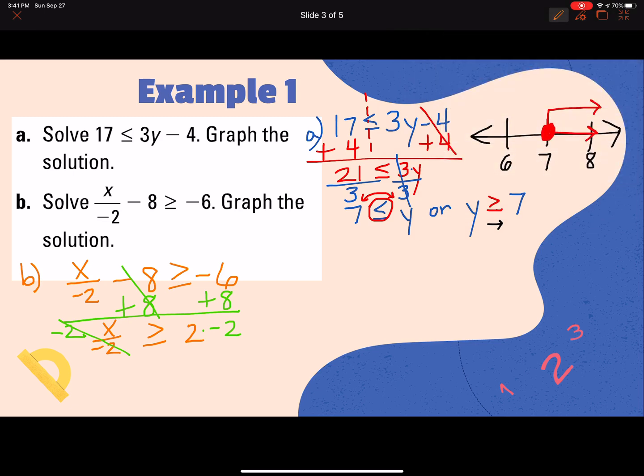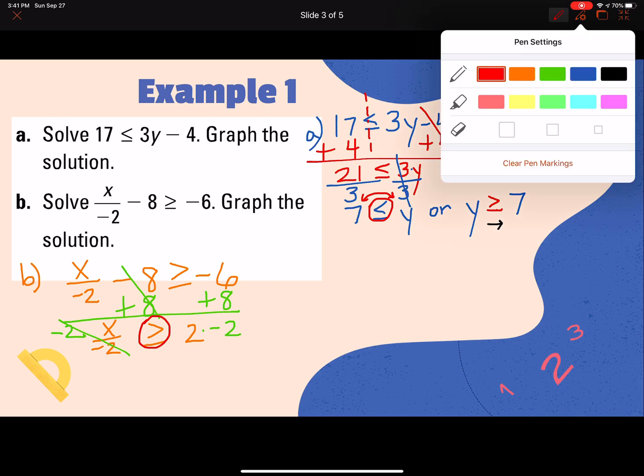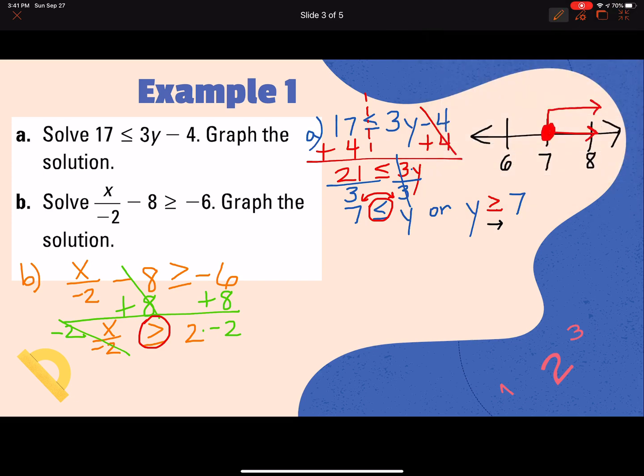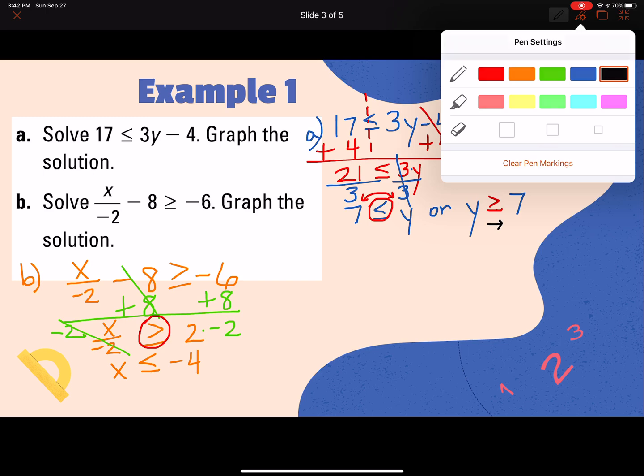Now, when I multiply both sides by -2, I need to remember and reverse my inequality sign. So you can always circle that as a reminder to help you remember to reverse that. I'm going to bring down my x, reverse my inequality sign, and 2 multiplied by -2 gives me -4. So x is less than or equal to -4.